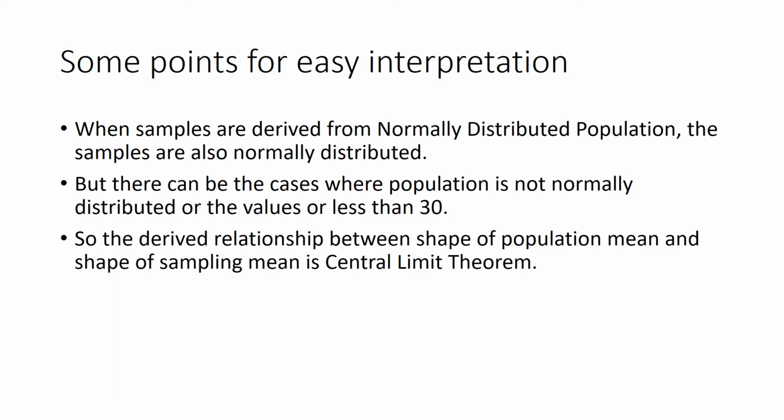The derived relationship between the shape of the population mean and the shape of the sampling mean is the central limit theorem. So what is basically central limit theorem? That is what we have to cover. Whenever you visualize your population mean, you can have a look at it and figure out which distribution the particular data lies in. It can be normally distributed, exponentially, uniformly, or let's say chi-square, anything. There are a lot of distributions. I'm not going to cover all of them because that comes under the section of probability. I might in future tutorials.